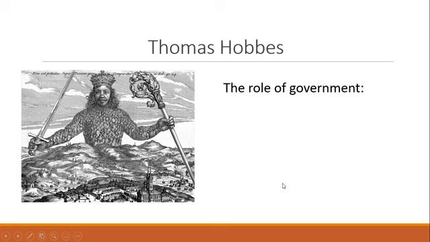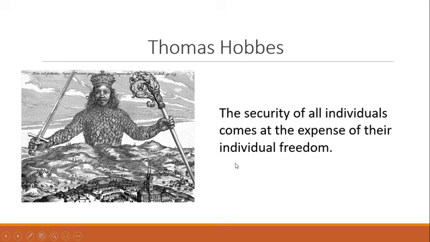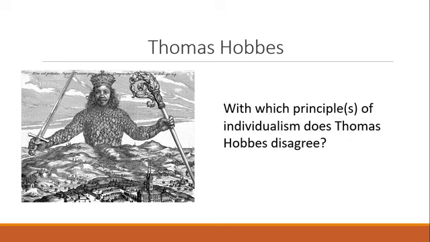Okay, so what is the role of government according to Thomas Hobbes? What kind of government do we need? Well, we need a government that's capable of maintaining total control over the behavior of citizens to keep stability and to keep order in society. We need a king who's going to use violence to keep order over society, and he's going to scare people into following the laws that he creates, right? That's his idea of a society that we should have, okay? So the security of all individuals comes at the expense of their individual freedom.